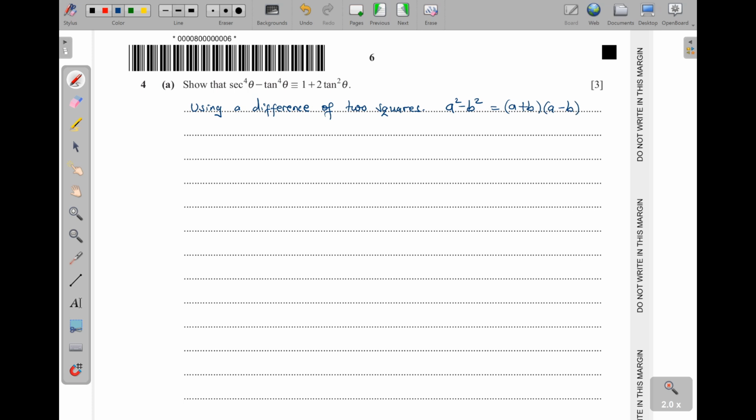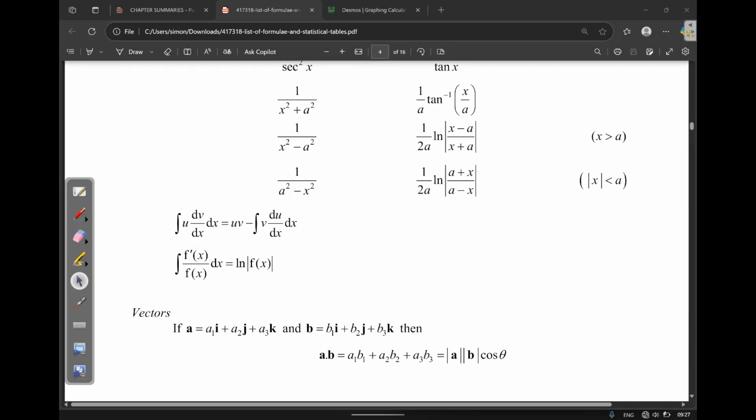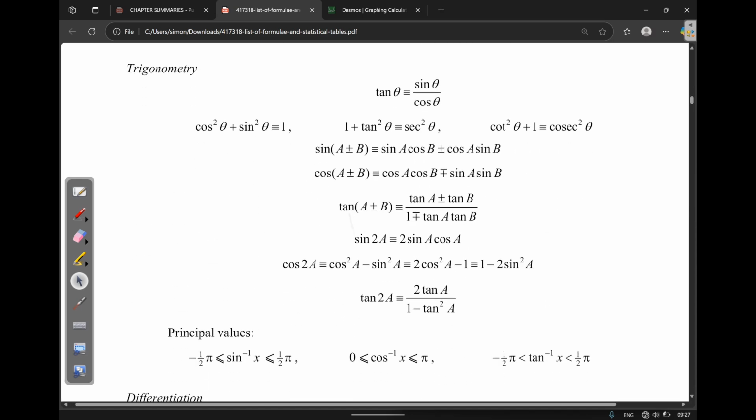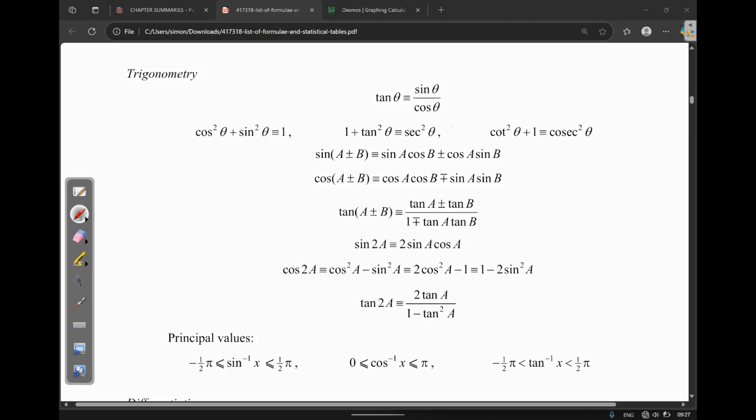You see? Now, sec power 4 theta minus tan power 4 theta is actually the same as saying sec squared theta squared, then minus tan squared theta squared. Now our A is sec squared theta and our B is tan squared theta. So that means I can have sec squared theta plus tan squared theta, then sec squared theta minus tan squared theta. Then I simplify this. From the Pythagorean identity, we can prove this. From trigonometry, you can just come and check here. We have 1 plus tan squared theta is equal to sec squared theta.